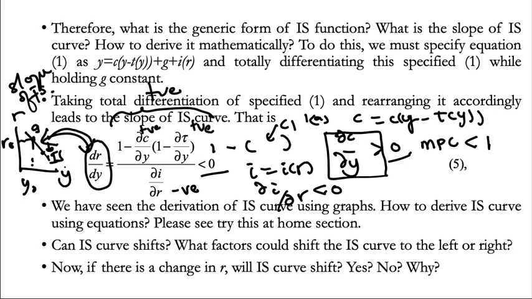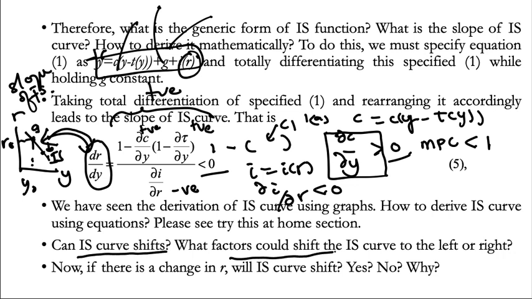Okay. What happens if we go back to this initial equation here? What happens to income if, instead of R changing, G changes or C changes? Can we see that it's a movement along the IS curve also? Alright, so we are talking about the shift in the IS curve. We need to know what factors could shift the IS curve to the left or to the right.